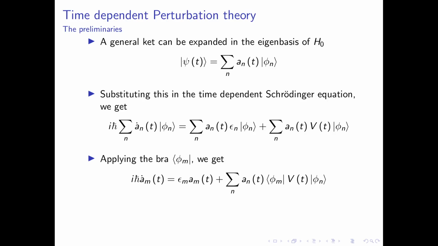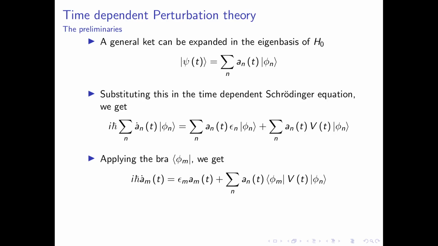On the right hand side, the first term again gives rise to a delta mn and the sum simplifies to epsilon m a_m of t. The final term will of course not simplify any further, at least the sum will still remain. You will get the sum over n of a_n of t times the matrix element bra phi m V of t ket phi n.